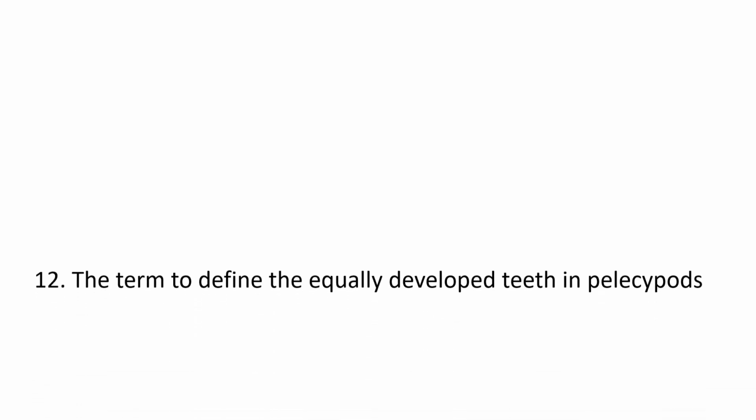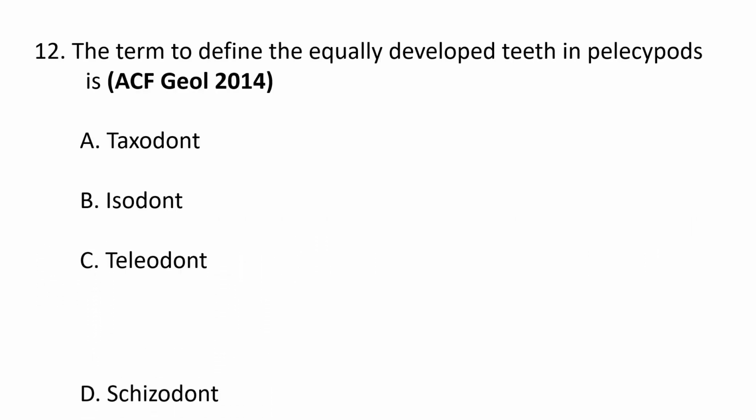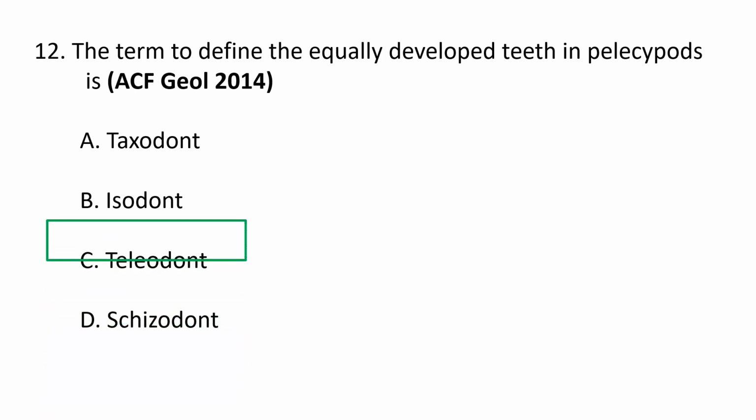Next question. The term to define the equally developed teeth in pelecypods is A. Taxodont, B. Isodont, C. Teleodont, D. Schizodont. So the correct option is B. Isodont.